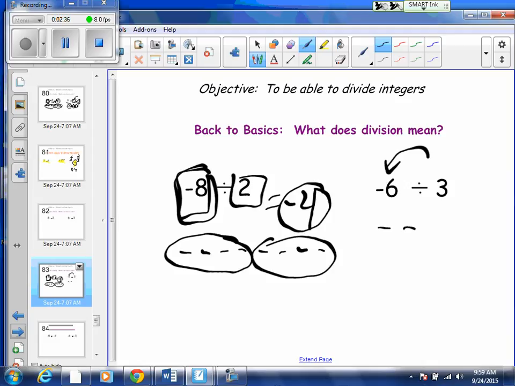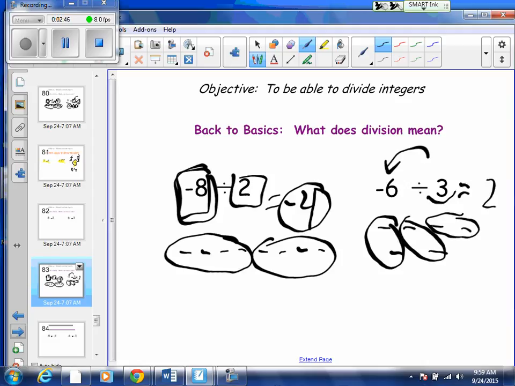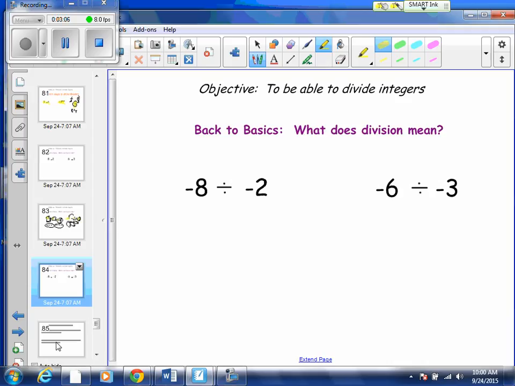Over here, we have 6 negatives, and they are being divided into 3 equal groups. 1 group, 2 groups, 3 groups. How many does each group have in it? 2, and this time they're negatives. So in this case, I took a negative divided by a positive. They have different signs, and I got a negative answer. Over here, I took a negative divided by a positive, and I got a negative. They had different signs, and I got a negative answer.